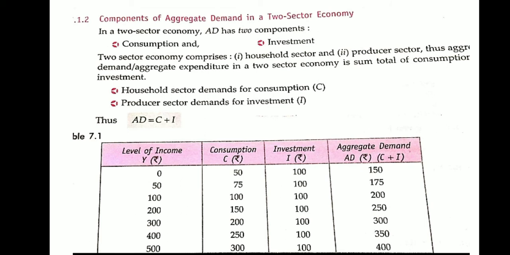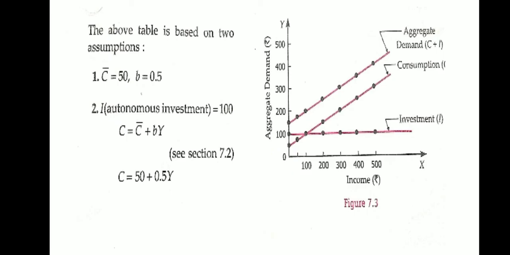Now that is AD equals C plus I. Over here you can see an example where the level of income is increasing, consumption is this, and investment is steady, that is 100 crore. You get AD as C plus I, that is 50 plus 100, you get 150. This is how you get aggregate demand.